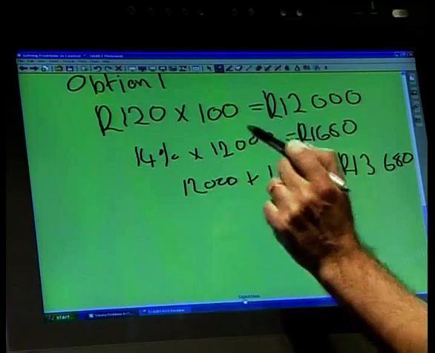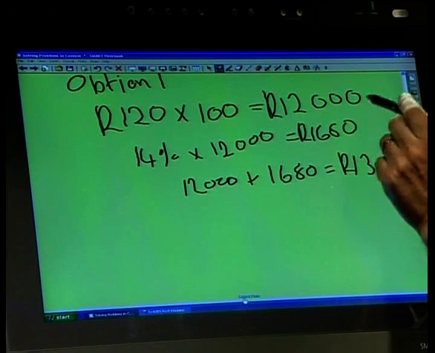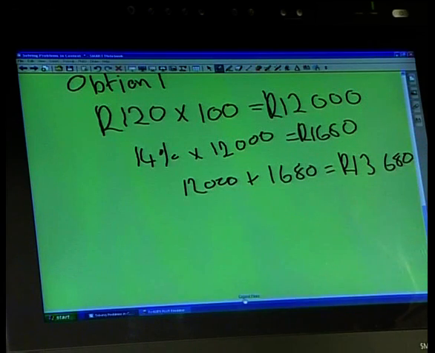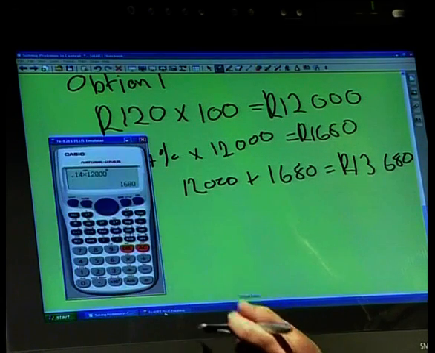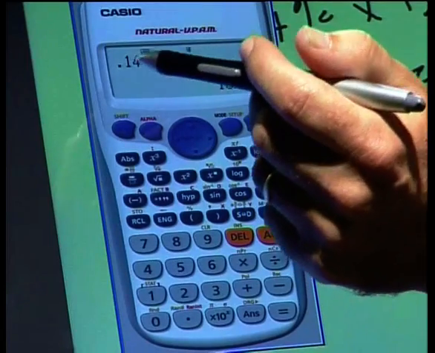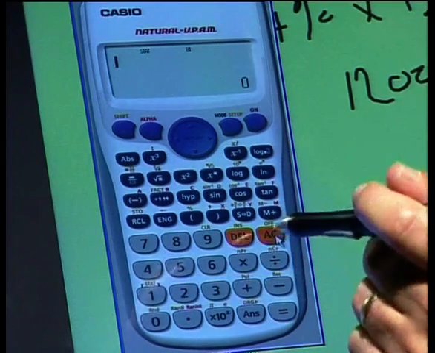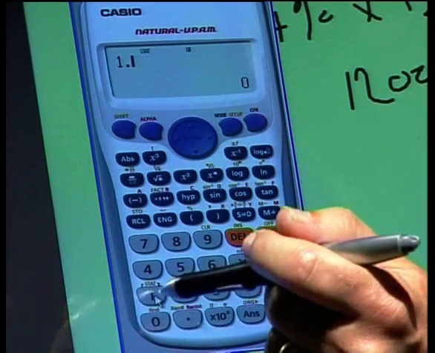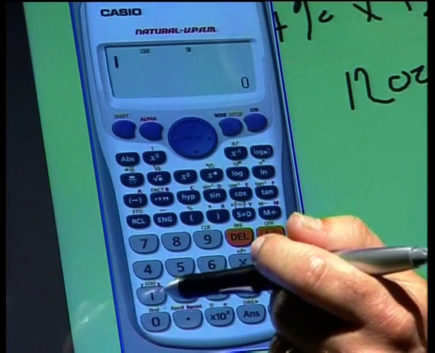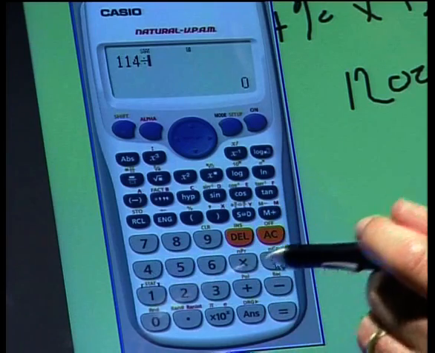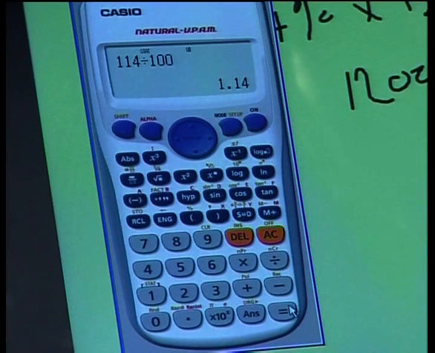Instead of finding 14% of 12,000, I'm going to multiply the 12,000 by 114%. Let me show you how that works on the calculator. Remember, 14% was 0.14. 114% is the same as saying 1.14. To show you where I get that figure, let's just take 114 and divide it by 100, and you'll see it comes out to 1.14.